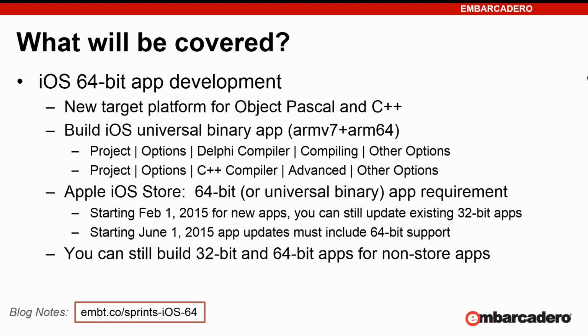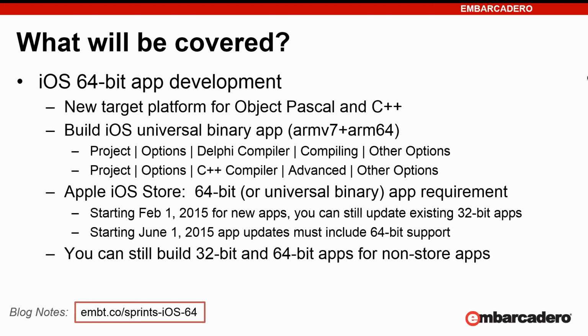And then in December, Apple announced that starting June 1st of 2015, any app updates that you do, whether it's a 32-bit app or a 64-bit app, must include 64-bit, or at least have 64 and 32-bit, meaning a universal binary. So it's your choice. If you have older apps in the store, 32-bit apps, okay, until Apple starts blocking those. Otherwise, you can ship a 64-bit app only to the Apple Store, or a universal binary 32 and 64-bit app. And again, you can always still build 32-bit and 64-bit apps for non-store apps.